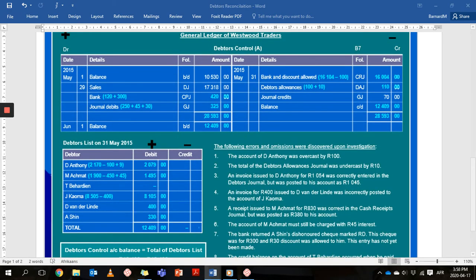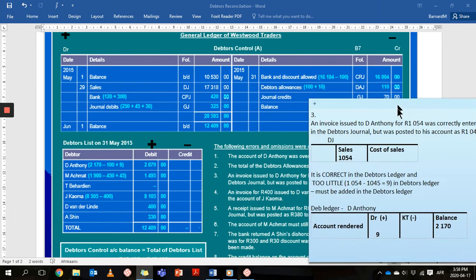So today we're going to look at specific problems. I have here a debtors control account with a debtors list, but the total of the two is not the same. And how are we going to get the correct total? You can also check this in your textbook. It's also there. So I'm just going to take out a few of these errors and omissions, those that are difficult. Otherwise, the video is going to be too long.